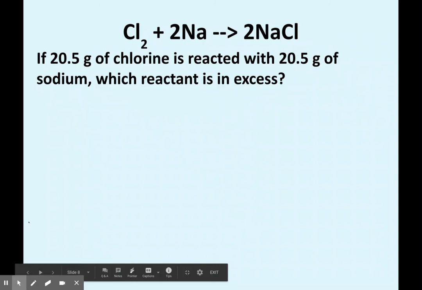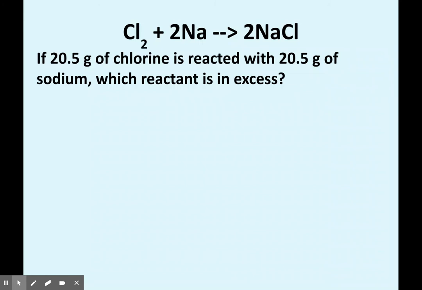All right, let's look at this next one. Again, make sure it's balanced. I have done that for you. So we have 20.5 grams of chlorine and sodium. So we're going to write that down. 20.5 grams of chlorine. And remember, chlorine, the formula says Cl2. And then 20.5 grams of sodium, Na.